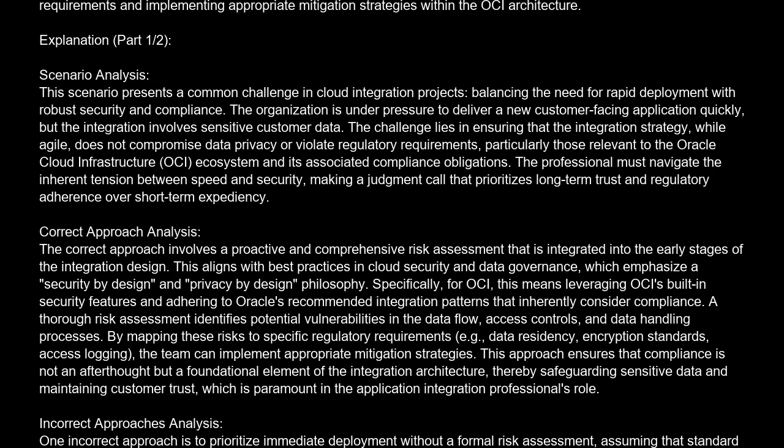The correct answer is C. Conduct a comprehensive risk assessment early in the design phase, mapping identified risks to specific regulatory requirements and implementing appropriate mitigation strategies within the OCI architecture.